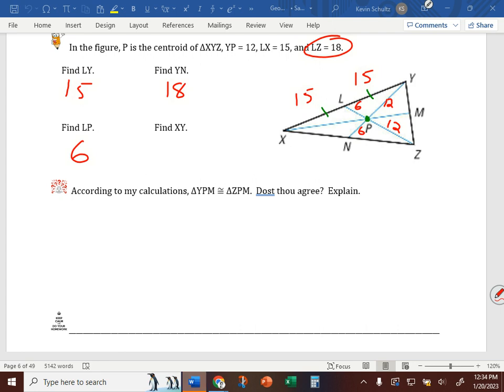And lastly, XY, Ellen, it's 30. XL is 15, and then it's the midpoint, so the other one's 15. Right, we already found LY to be 15, you were given LX, and 15 and 15 would make a total length of 30.